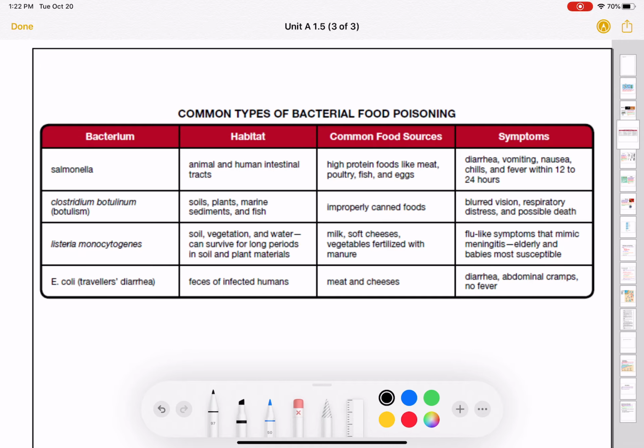So it's really important that we take care of the foods that we're eating and make sure that we cook them properly to kill off bacteria if there is any.